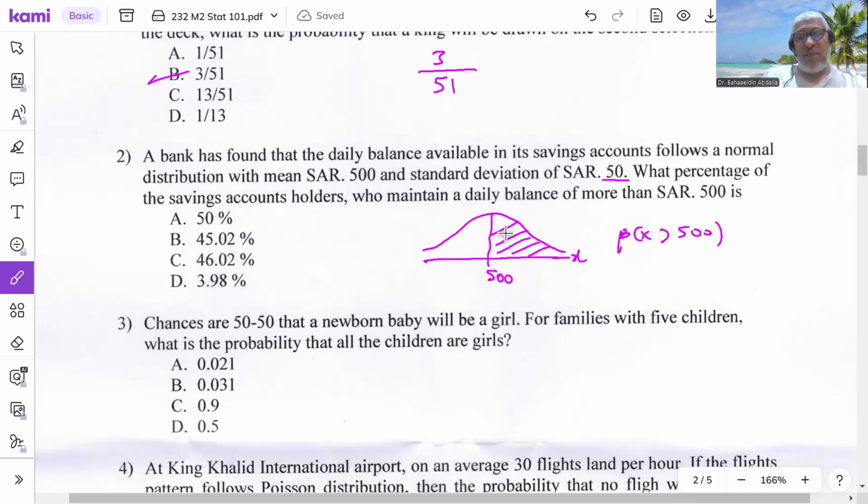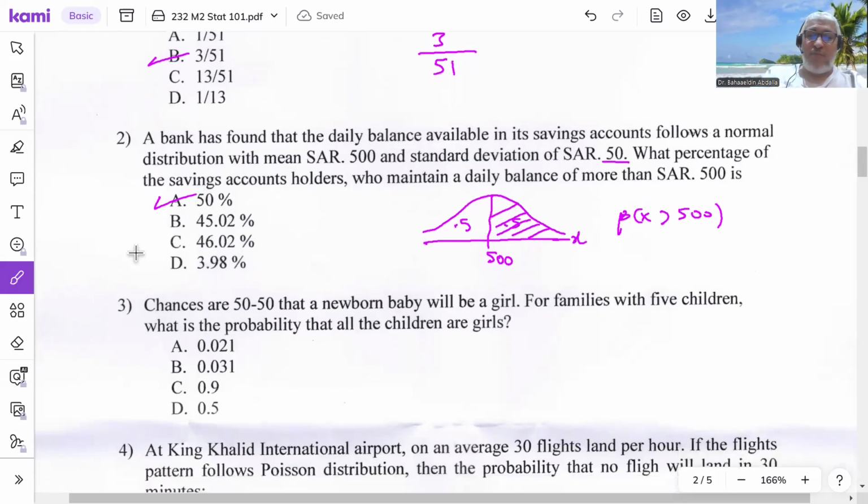Well, we know that this is a normal distribution, symmetric. The total probability is 1, the total area is 1. So the probability here is 0.5 and the probability here is 0.5. So the answer is 50%. 0.5 as a probability, 50% as a percentage.